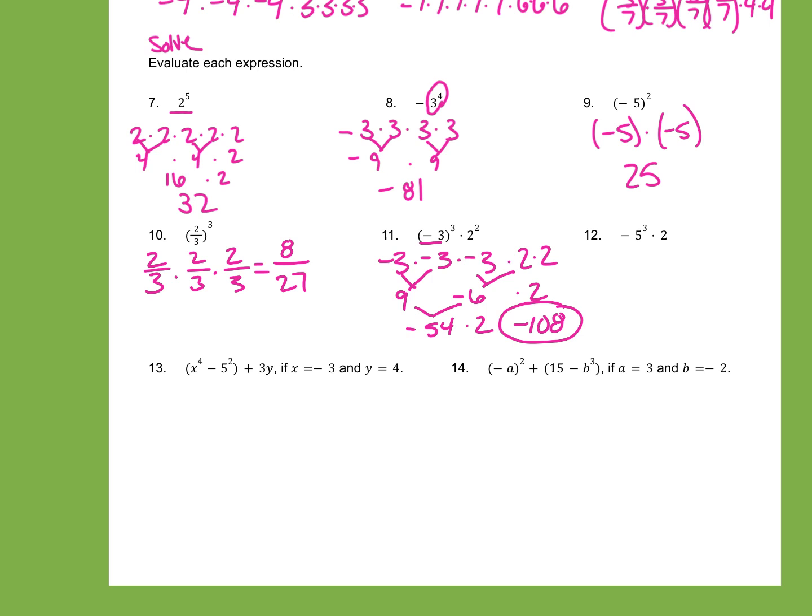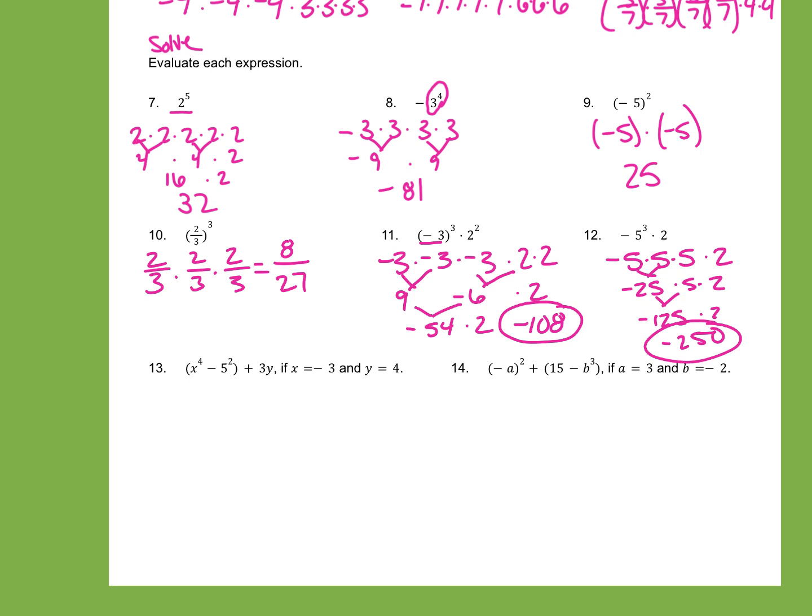On number 12, the negative is not in parentheses, so I just have the negative. Then I have 5 being repeated 3 times, and then I have a times 2 at the end. I'm just going to choose to multiply in order this time, so negative 5 times negative 5 is negative 25, and negative 25 times 5 is negative 125. And that has to be multiplied by 2 still, and we get negative 250 for our solution.